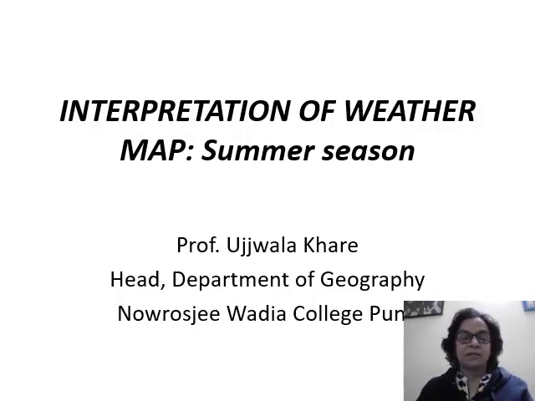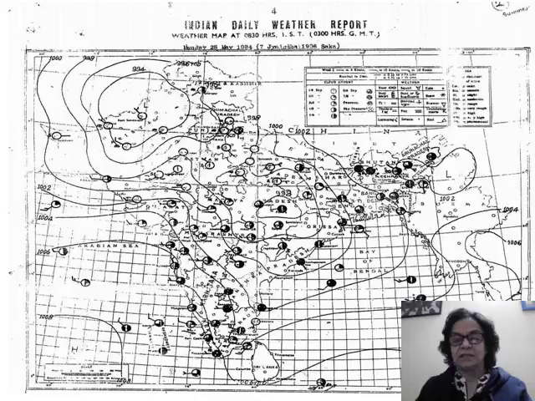The summer season in India ranges from the months of March to May, and we have taken one representative map of May to represent this season. This is the map based on observations taken on Monday, 28 May 1984, and the time is 8:30 hours.